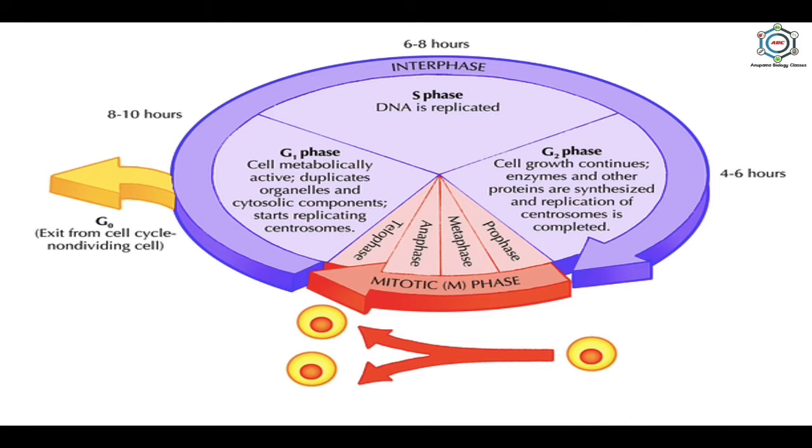After that comes the mitotic phase, known as the M phase, in which there are many stages like prophase, metaphase, anaphase and telophase. In this stage, the division of the cell forms two daughter cells. If the daughter cell wants to enter the cell cycle, it enters the G1 phase, and if it doesn't, then it exits from the cell cycle as a non-dividing cell. When a cell exits the cycle, it is known as the G0 phase. The G1 phase lasts 8 to 10 hours, S phase 6 to 8 hours, and the G2 phase 4 to 6 hours. So this is the complete cell cycle.